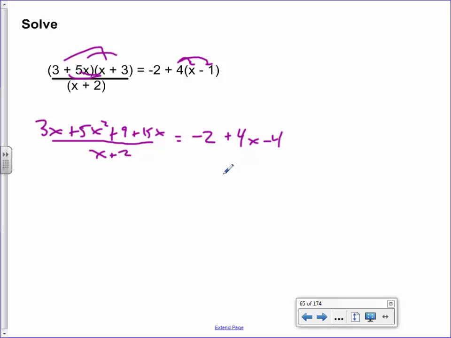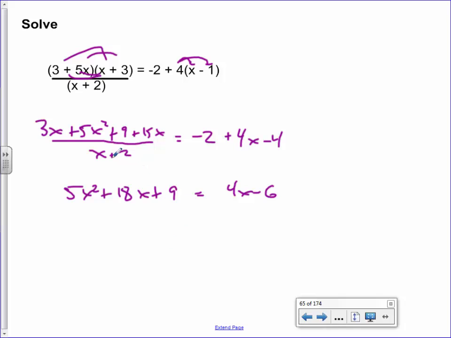Sure. Combine like terms is maybe a phrase we'd use, right? So you could actually combine a couple of terms over here too. Maybe you could call this 5x squared plus 18x plus 9. And then over here you could say you have 4x minus 6. Does that work?